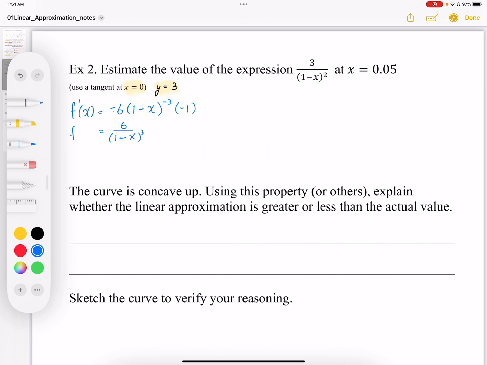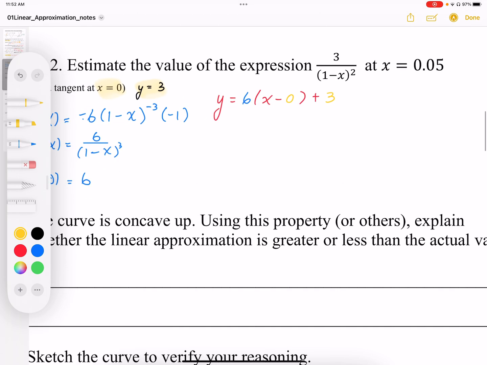So there's my derivative. I need to find the slope at 0. So plug in 0. My slope is equal to 6. So there's my point, there's my slope. So the equation of my tangent line is going to be y equals, I'm going to use a slope of 6, and my x coordinate is 0 in my point slope form, plus 3. So 0, 3 represents the coordinate of that tangency.